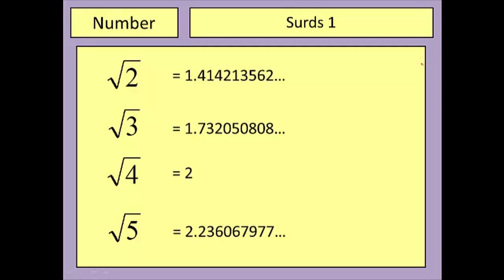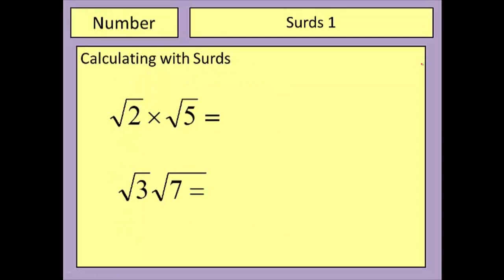Now, of these numbers, only one of them is exact. Square root of 4 gives me an exact number of 2. The other 3 are what's called irrational numbers, and the way that we can actually use them in their most exact form is by calling them the square root of 2 rather than 1.414213562 and so on. Okay, so we're going to do some calculations with these surds in surd form. First of all, let's have a look at calculating with them.